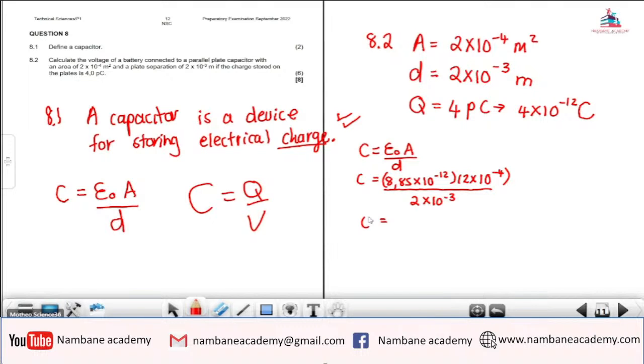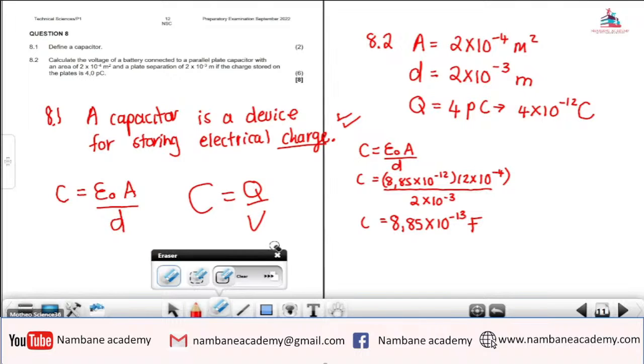So now you are busy calculating it. And how much did you get? 8,85 times 10 to the power negative 13 farad. Now you've got capacitance and you've got charge. Now you can calculate the voltage. So let me write it here for you.